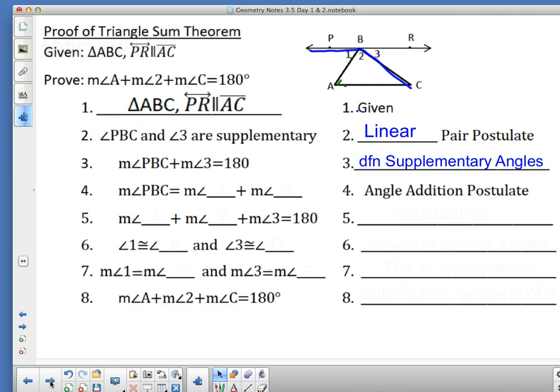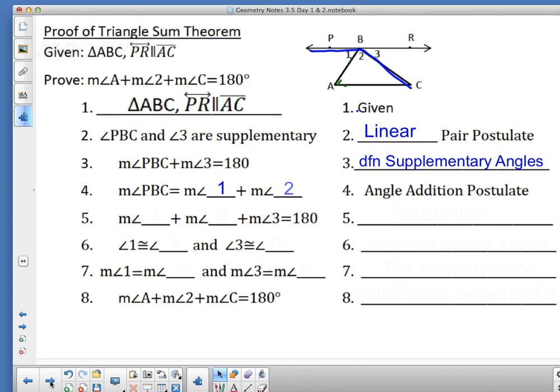Now, excuse me, I backed that up. I was confusing two other things. Let's talk about the fact that PBC plus measure of angle 3 are 180 because of definition of supplementary angles. I was thinking about PBC and angle 1 and angle 2, so I apologize for that. But angle 1 and 2 create PBC.